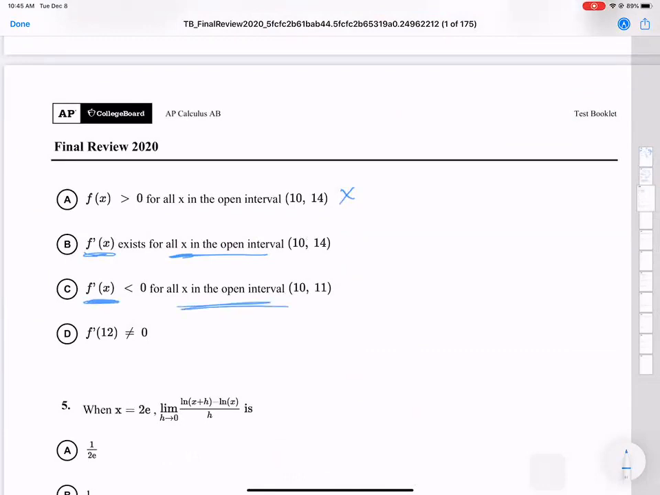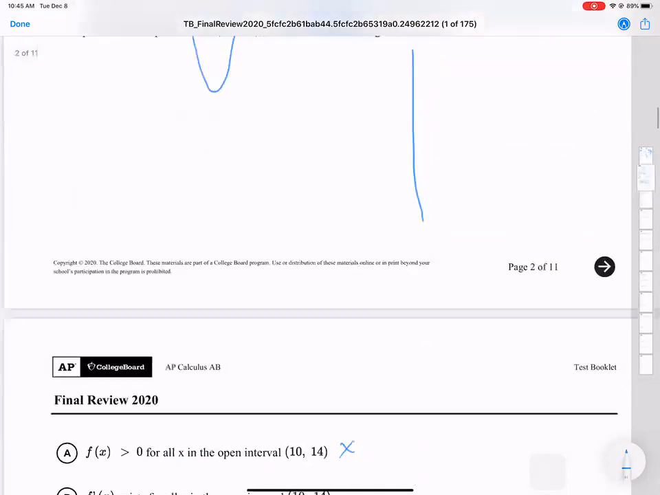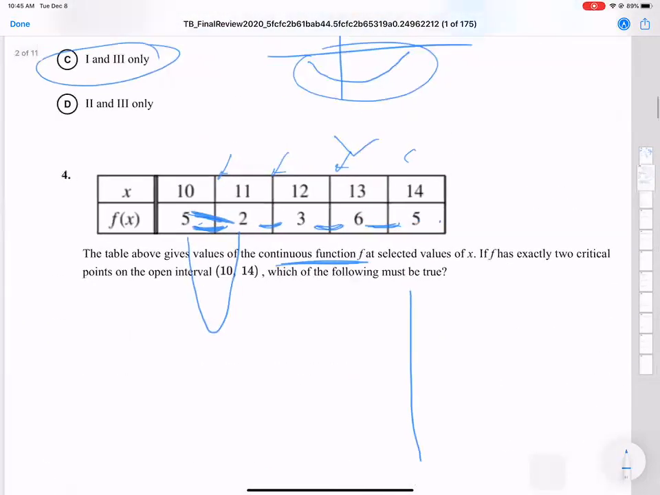Okay, C. Can you guarantee me that the derivative is negative for all values here? Can you guarantee me that the slope is always negative? Wait, didn't we increase here? Aren't we increasing here? So can you guarantee me that it's always negative? Nope, you can't guarantee me that either.